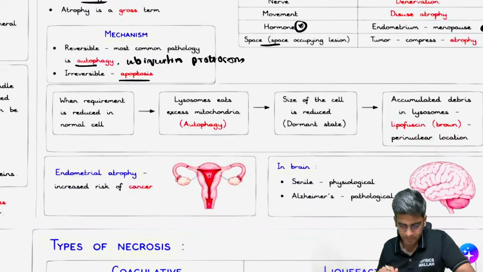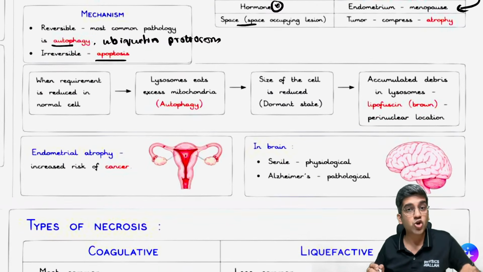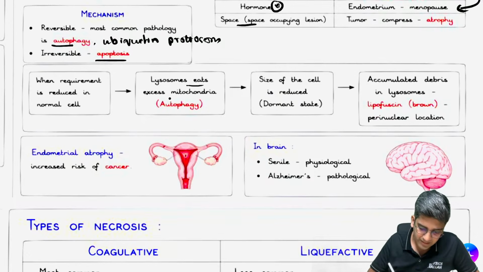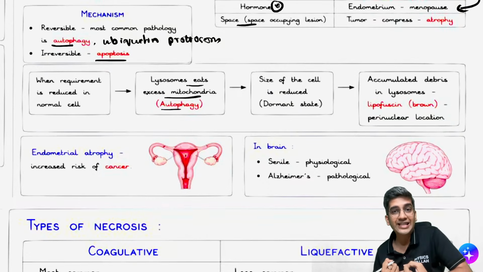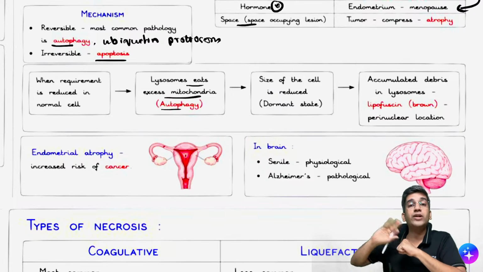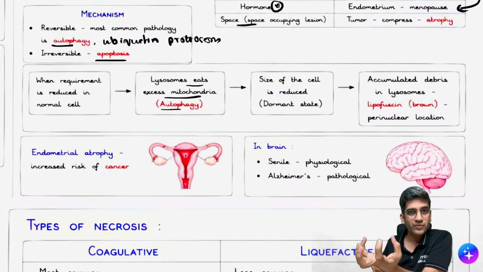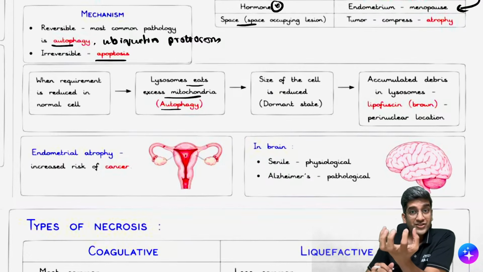So whenever the requirements for a normal cell are not met, lysosomes eat excess mitochondria and excess cell organelles because I have to conserve the energy. And these excess materials are definitely stored in cells. See, it's a dead thing. It's a waste product. I'm not able to throw it outside because the cell is still living. For me to throw it outside, I have to rip off the cell membrane. Cell will die. So the cell is living.